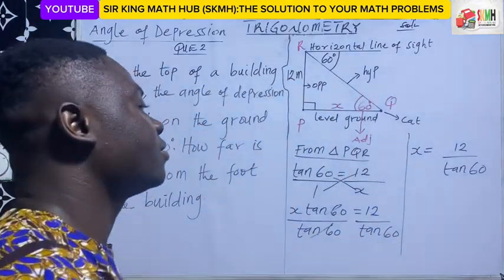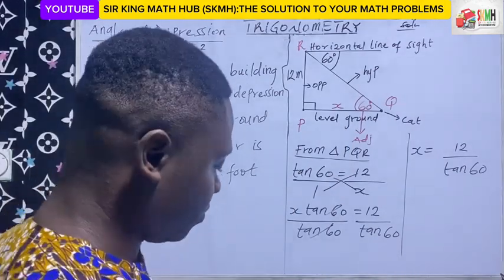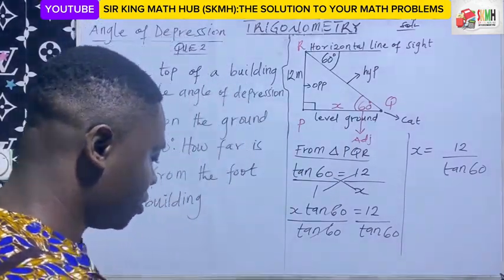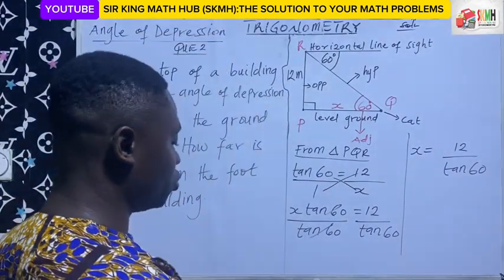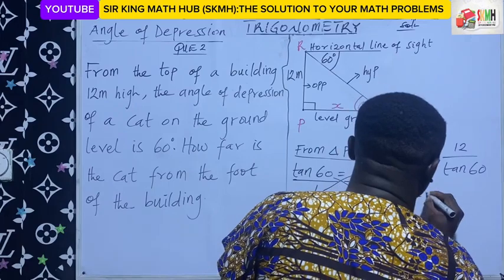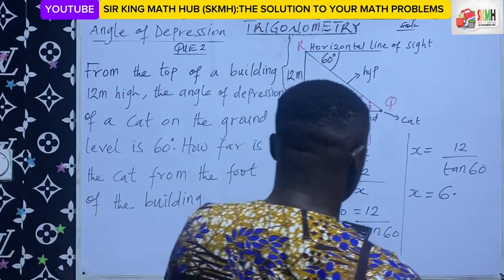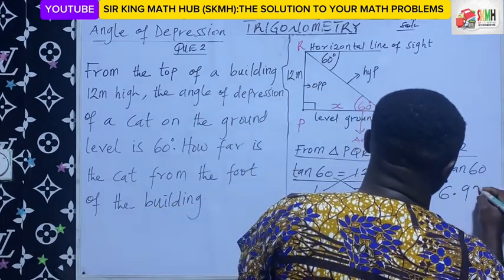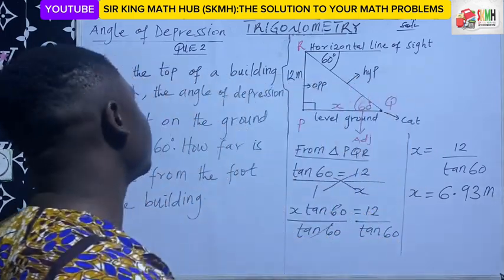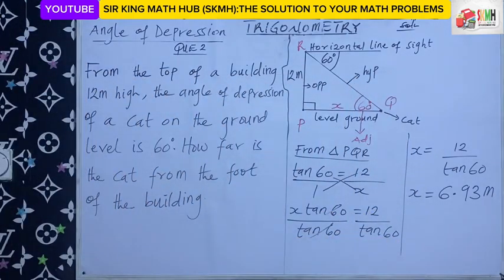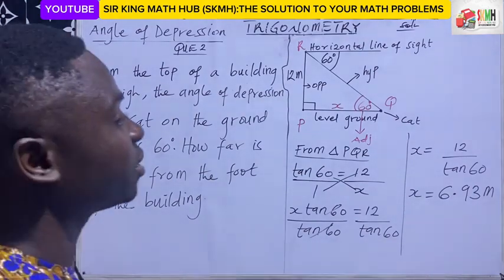We are almost done. So from our calculator, what is 12 divided by tan 60? To 2 decimal places, I'm having 6.93 meters. So in conclusion, the cut is 6.93 meters from the foot of the building.